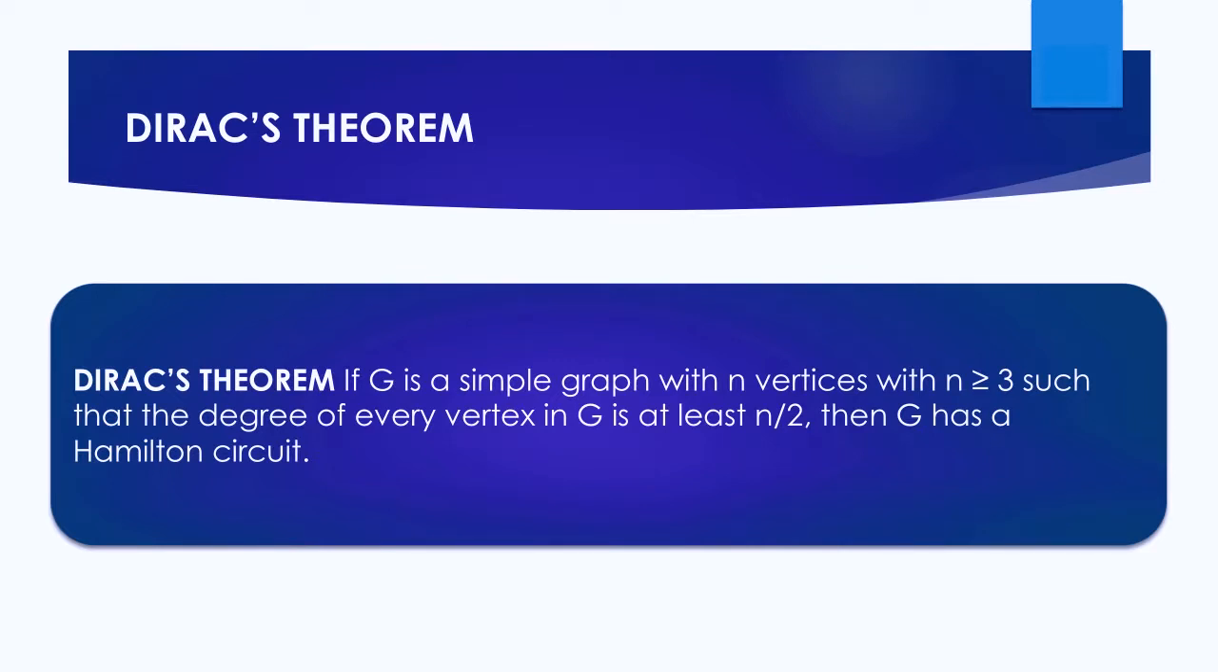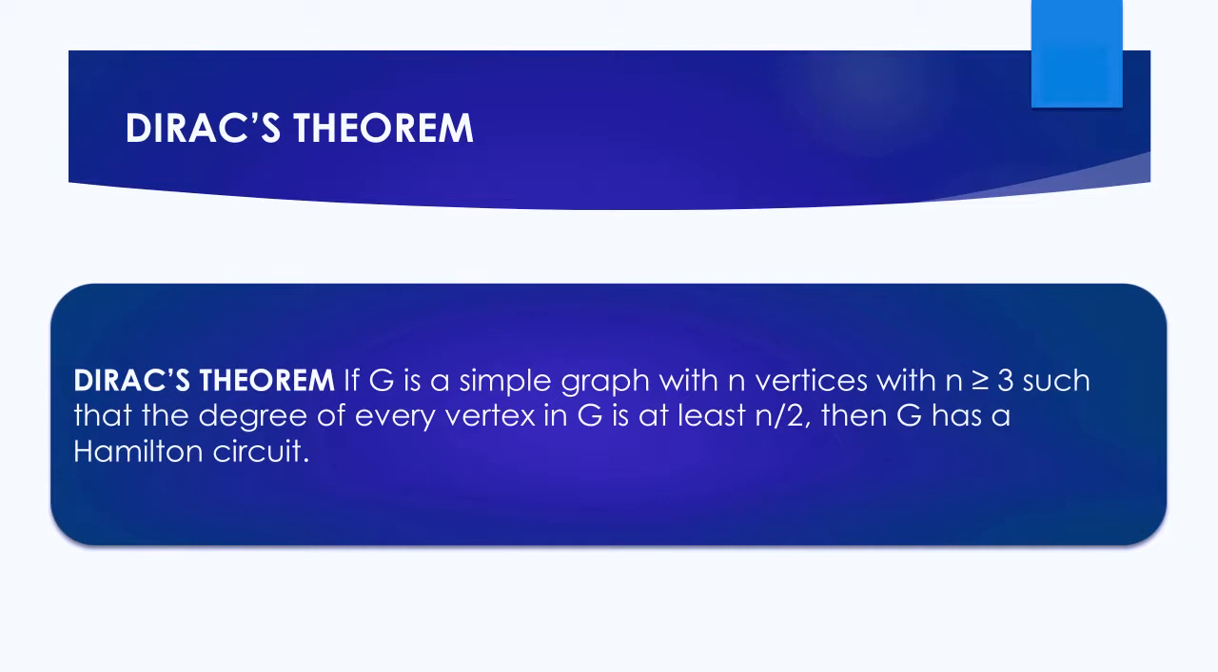Dirac's theorem: if G is a simple graph with n vertices with n greater than or equal to 3, such that the degree of every vertex in G is at least n divided by 2, then G has a Hamilton circuit.